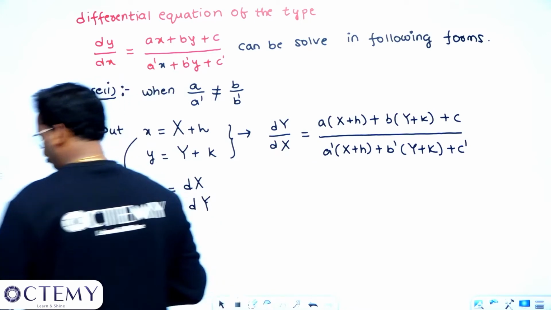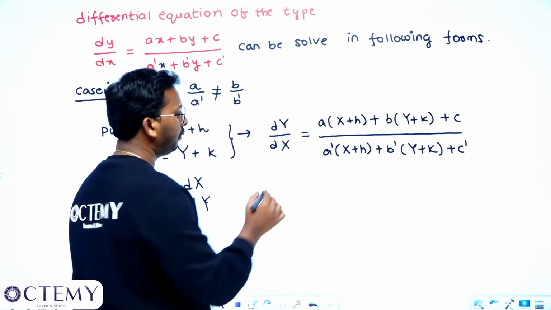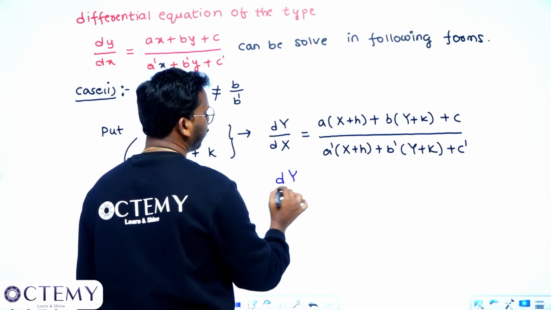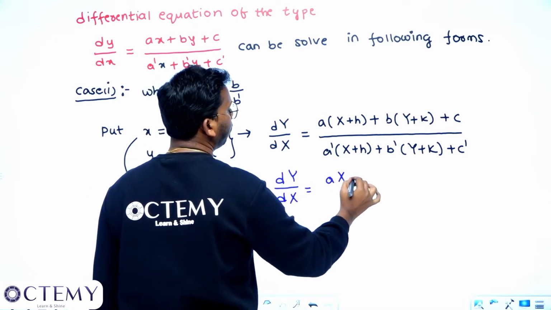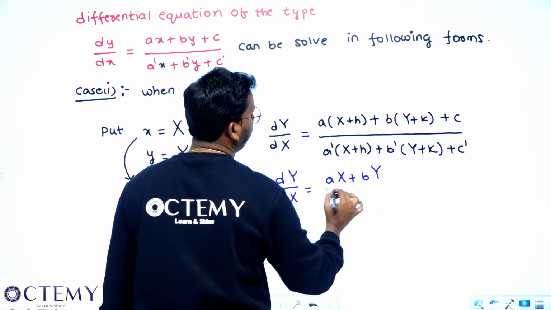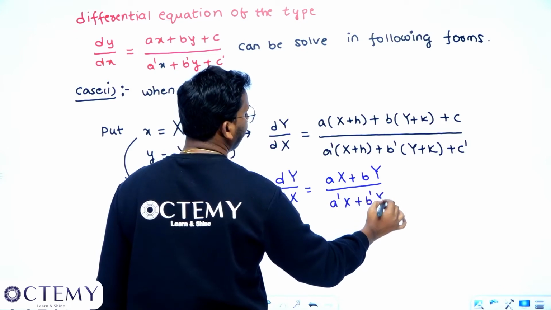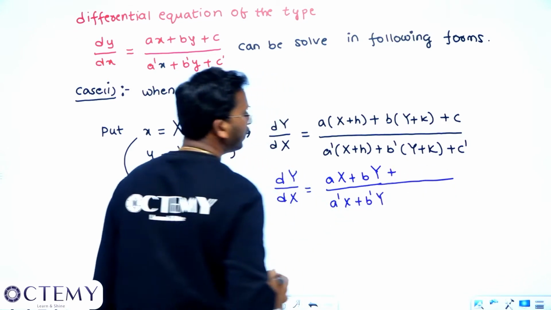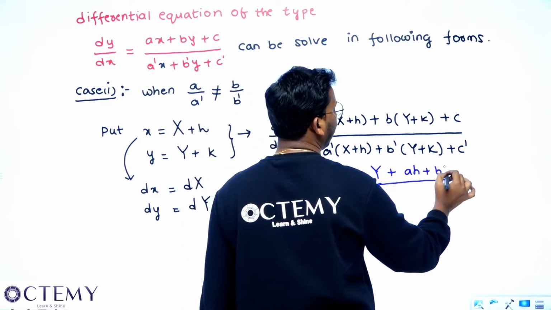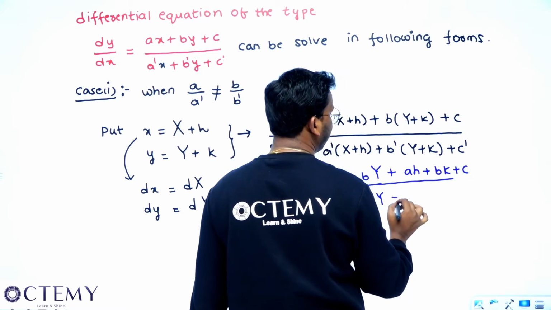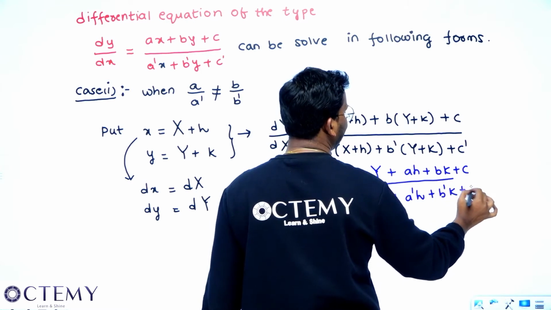You try to convert them like this. Once you have converted them, see what will happen in the next step. This will become d capital Y by d capital X equals a capital X plus b capital Y plus a h plus b k plus c, divided by a dash capital X plus b dash capital Y plus a dash h plus b dash k plus c dash, right?